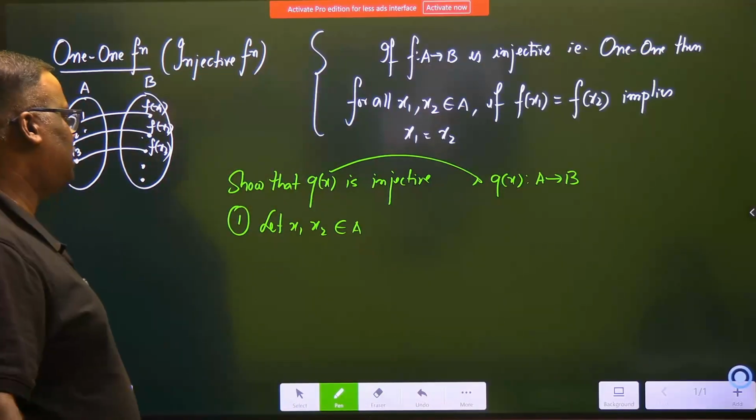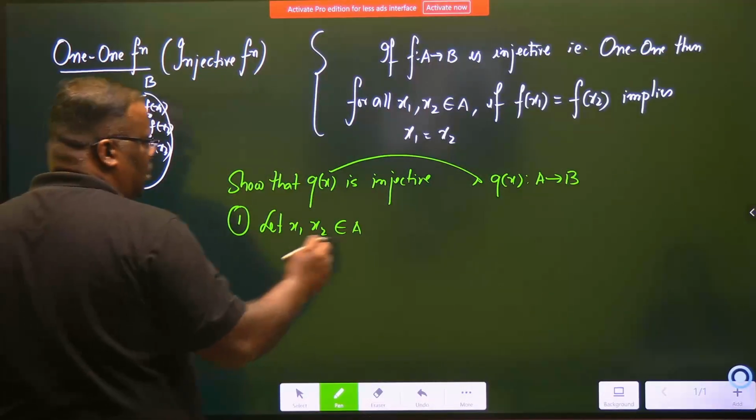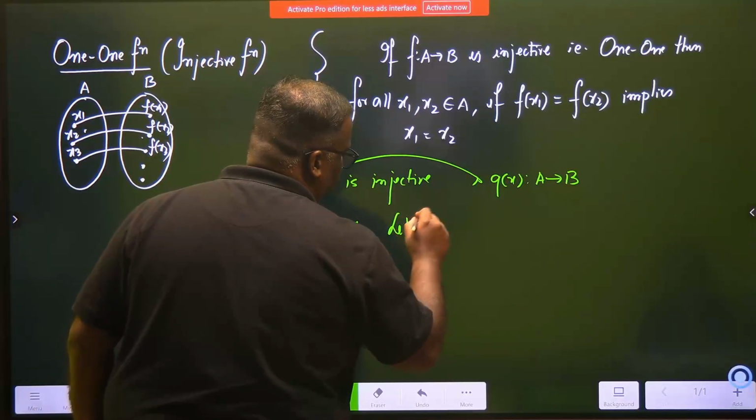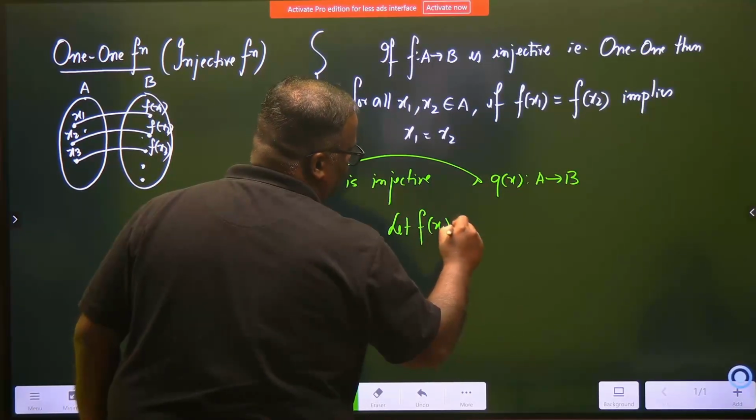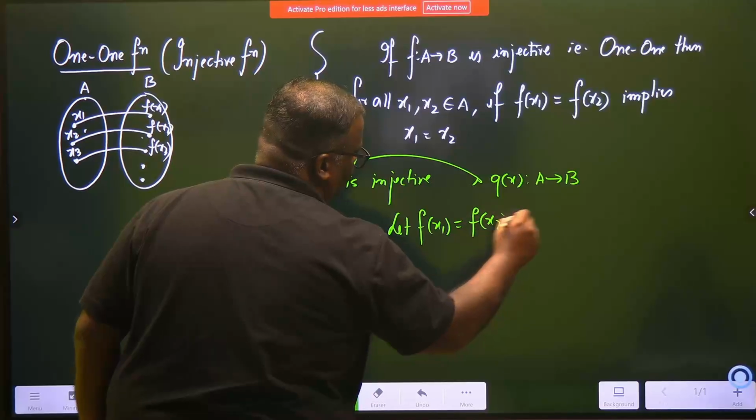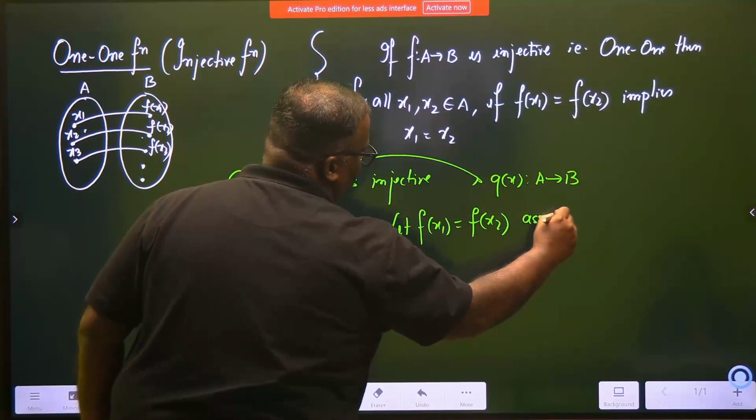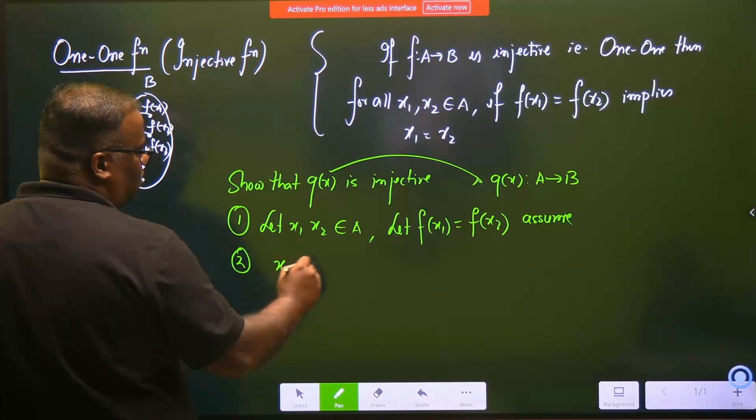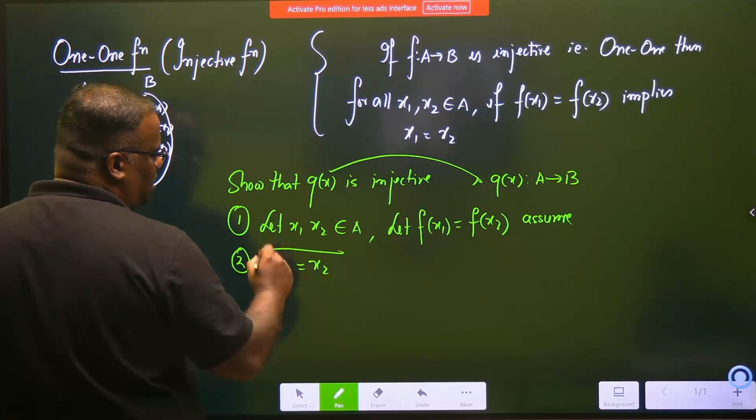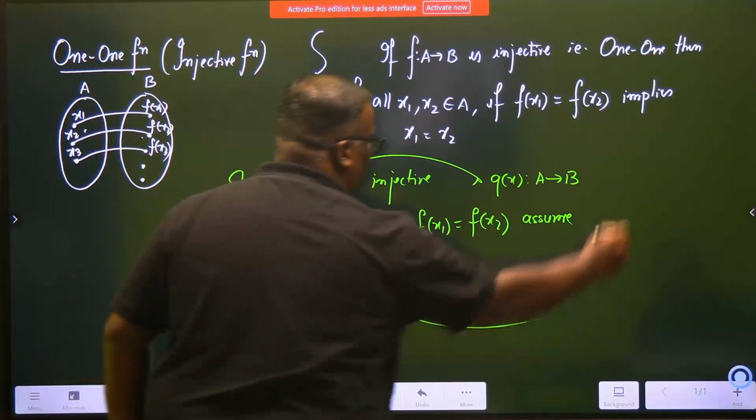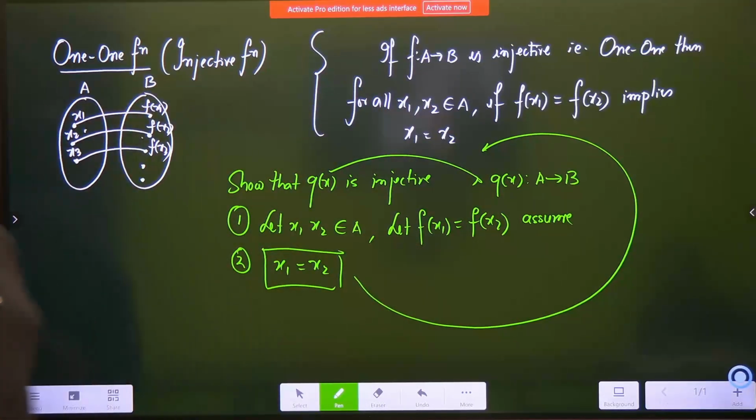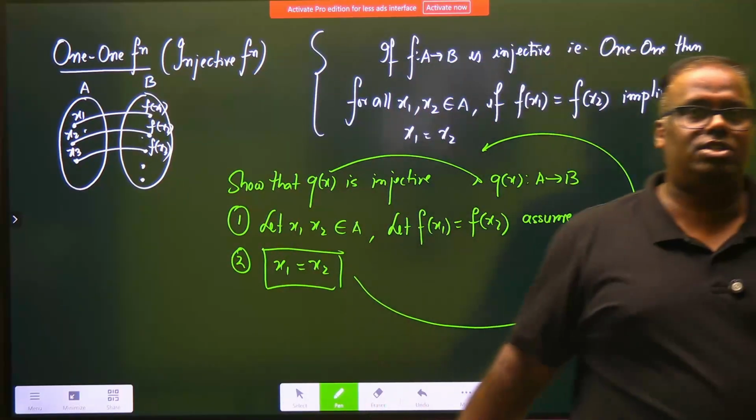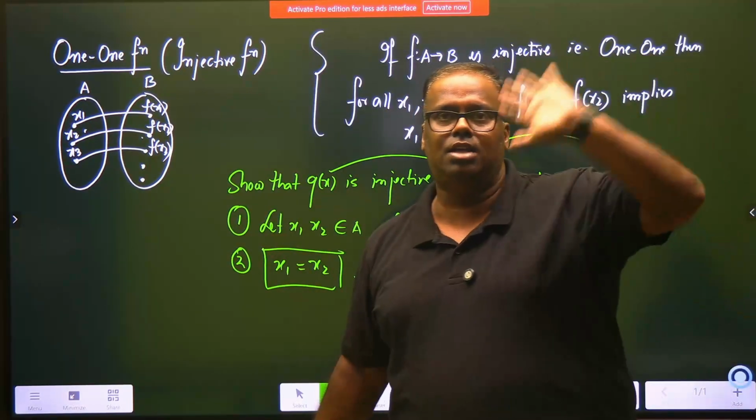We will say let x1, x2 belong to A, okay, and then we will also say let f(x1) be equal to f(x2). We will assume this, and in our next step we will try to show that x1 is equal to x2. If we can establish this criteria, then we can prove that this function is injective. Have you understood? Ananya, clear at this place? I think she's frozen. Ananya, am I live to you?